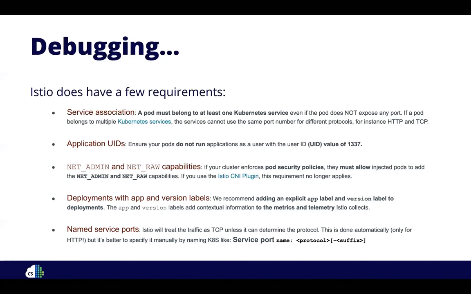And usually these issues can be solved by doing what Istio asks you to do in the first place. So there are a few requirements to run Istio, and these are as follows. So, service association. A pod must belong to at least one Kubernetes service, even if it doesn't expose any port. That's something that you normally don't do, right? So it's easy to miss, but basically, yeah, it's just requirements for Istio.